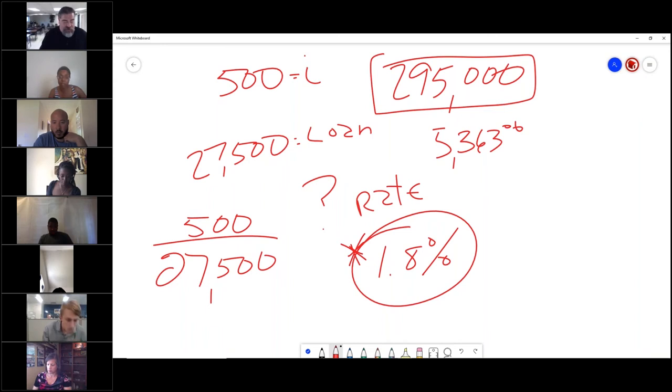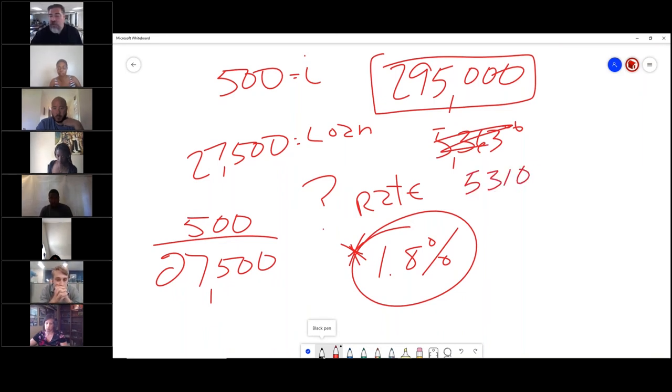$5,310. This is a rounding error. I just left that 0.01813 on my calculator. So take 295 times 1.8, which is 5,310. That's how many dollars I would pay in interest this year. Are we cool with that number? I would.